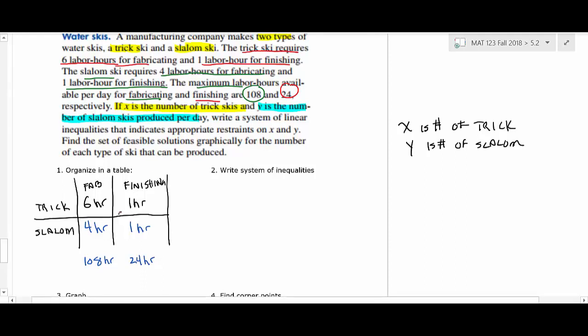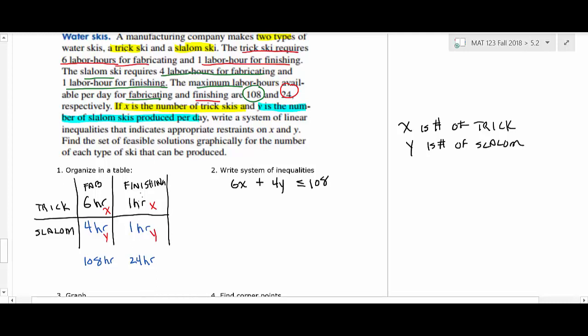Now what you want to remember is the trick ski is X, the slalom ski is Y. So when you put together your inequality, it will go like this. You can kind of read your equation down like this. So your first equation would say 6x, because it takes 6 hours to fabricate the trick ski. Then it's 4y, 4 hours to fabricate the slalom ski, but you're constrained by 108 hours. So that's going to be less than or equal to 108. That means that the labor hours can't go beyond 108. So that would end up being an inequality.